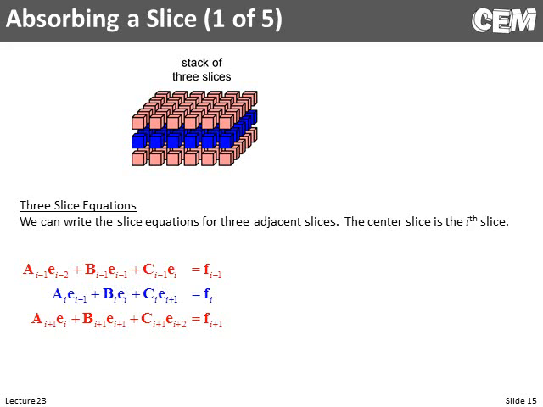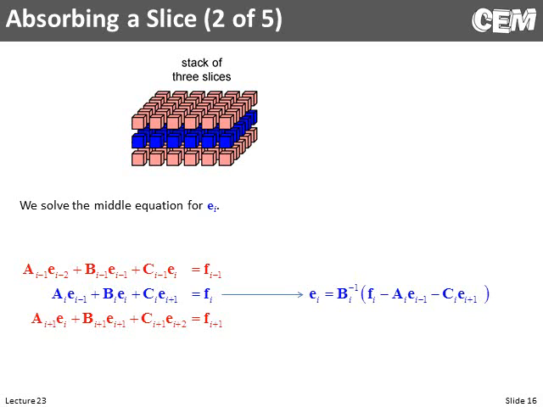Now we need to talk about the absorbing part. And this is the thing that lets us go one slice at a time. So let's just suppose we had a stack of 3 slices, and each of these has a slice equation. What we want to do is somehow algebraically eliminate this middle slice and absorb all that information into the top and the bottom slice. So we start off with our 3 slice equations, and we want to eliminate the middle one.